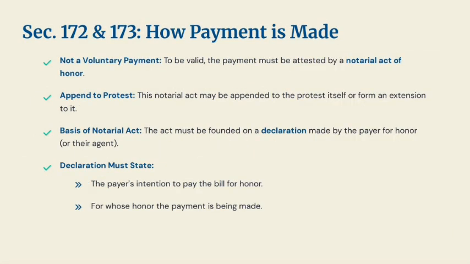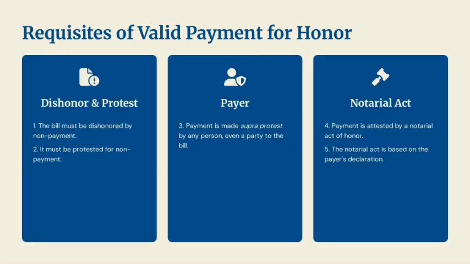Section 172 and 173. How is payment made? Not a voluntary payment. To be valid, the payment must be attested by a notarial act of honor. Append to protest: this notarial act may be appended to the protest itself or form an extension to it. Basis of notarial act: the act must be founded on a declaration made by the payer for honor or their agent. The declaration must state the payer's intention to pay the bill for honor and for whose honor the payment is being made. These are the requisites of valid payment for honor.